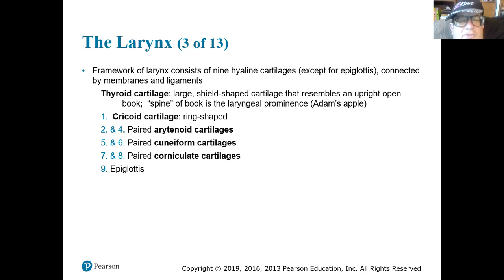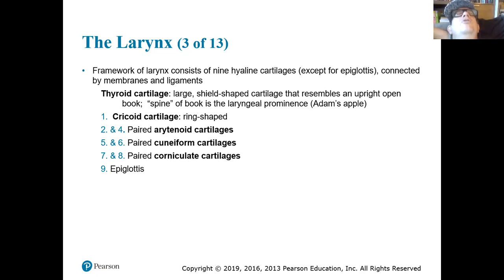The main part of the larynx, we've got 9 cartilages that are all hyaline, except the epiglottis, which I already told you is elastic, so it's super flexible. It can go down, pop up, down, pop up. These are all connected to each other by membranes and ligaments. The thyroid cartilage, that's the biggest one. It's this big shield-shaped thing.